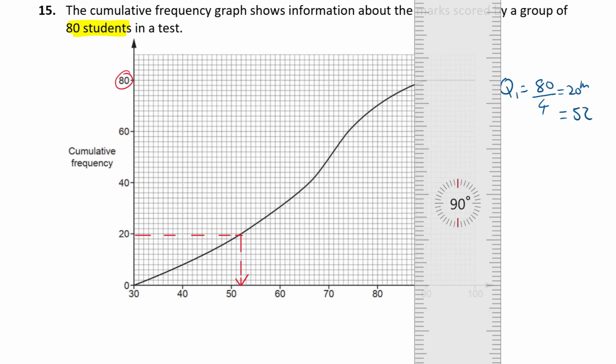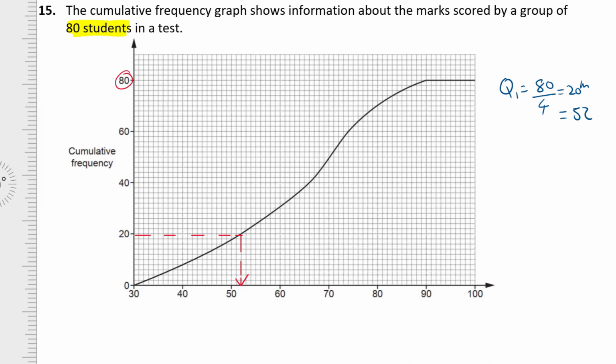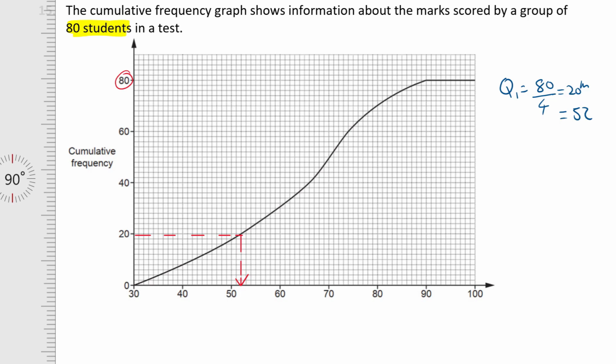Okay? So don't be fooled in thinking you just have to divide it by 4 and that's Q1. It just tells you where to find it, 52. Right, so where's Q3 then? Q3 is 3/4 the way through your distribution. So we take our number of elements, we times it by 3 and we divide it by 4. So that is going to be the 60th value then, isn't it, on our graph.